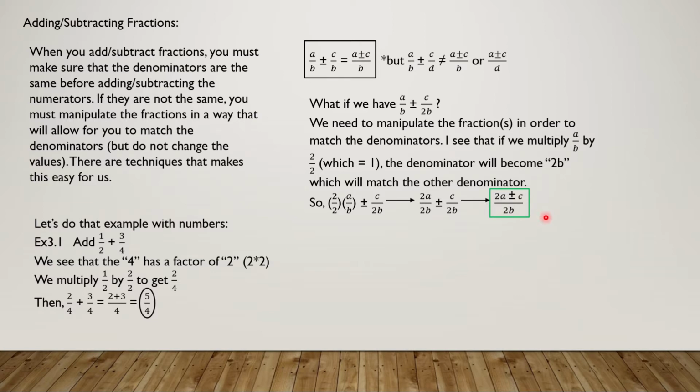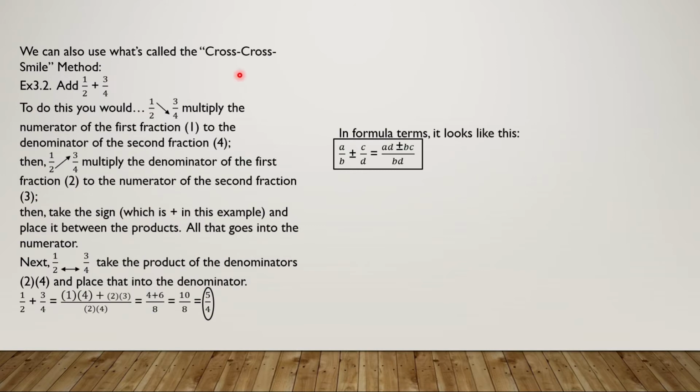And in this case, this is its simplest form, because we cannot factor out a 2 from c, because c is the second term that does not have that missing factor. We can also use a method called cross-smile.